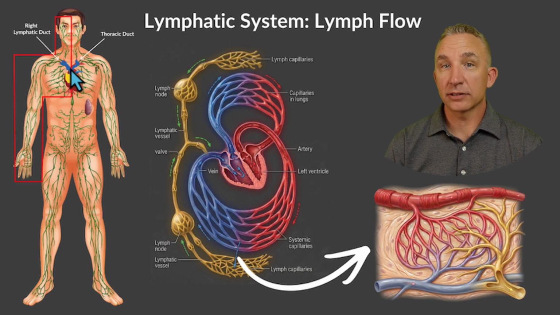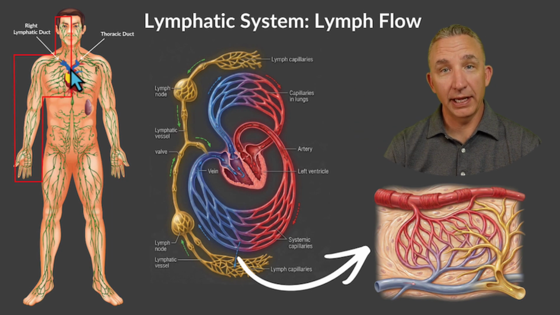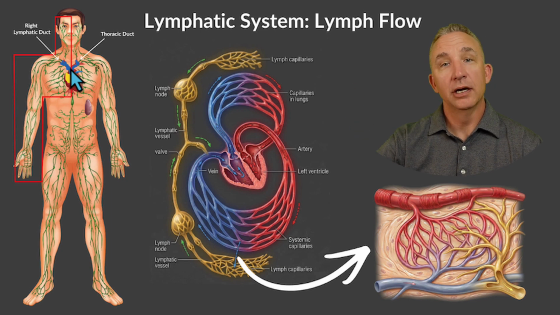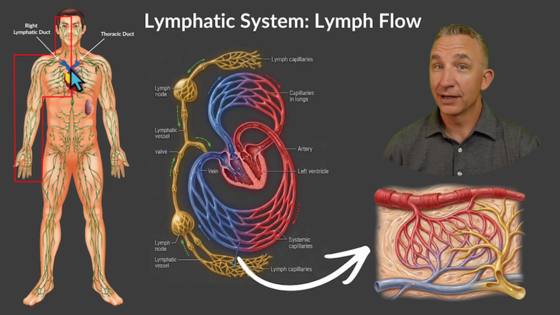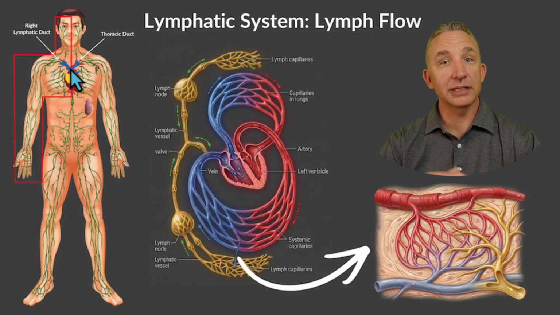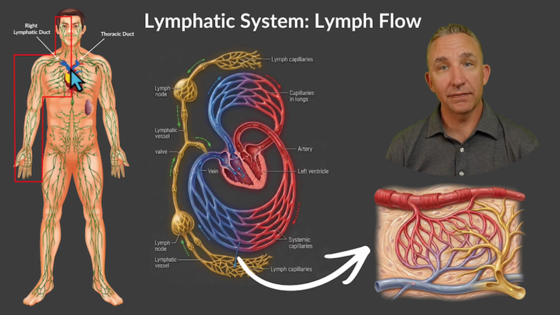That is going to collect right at the right subclavian vein, where the internal jugular vein junctions at the subclavian, which connects to my brachiocephalic vein, which connects my superior vena cava, right back into the heart. Now we've mixed it back to be part of the blood in the cardiovascular system.